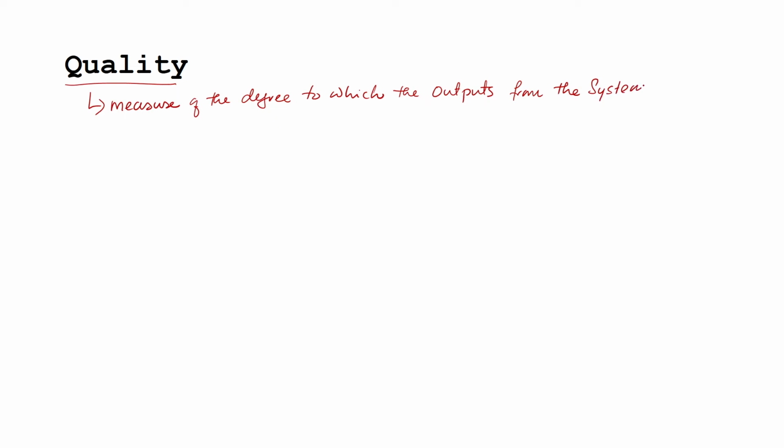Okay. Now, let us talk about the third one, quality. So, quality is again another measure. It is a measure of the degree to which the outputs from the system conform to the requirements or meet customer expectations.